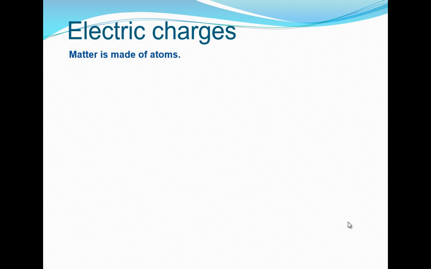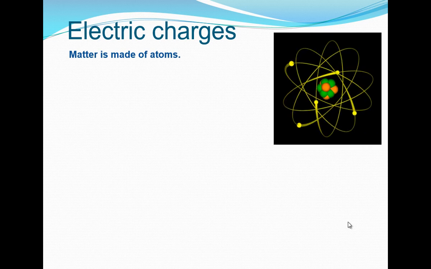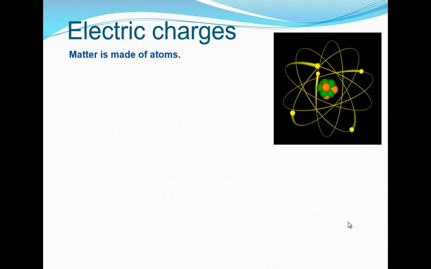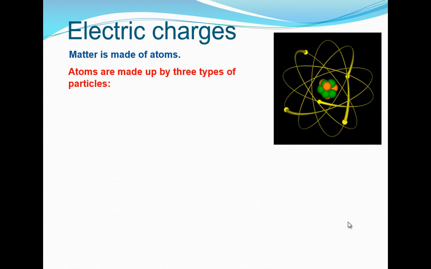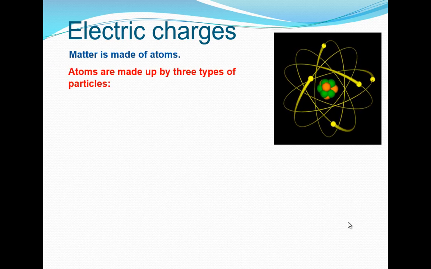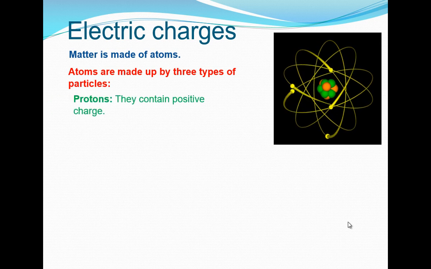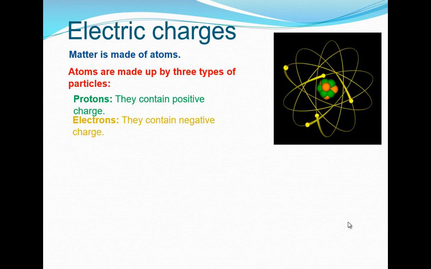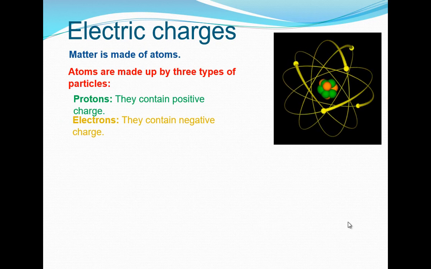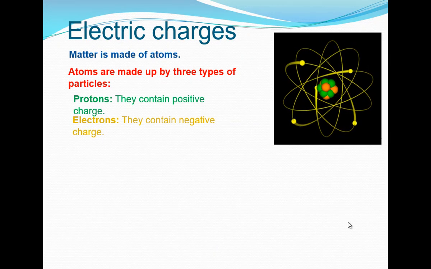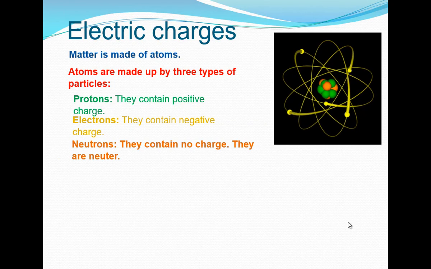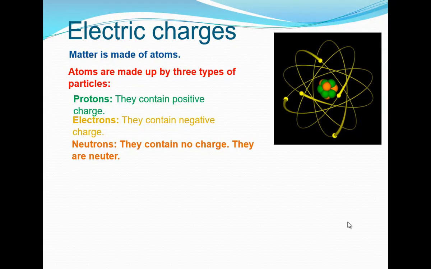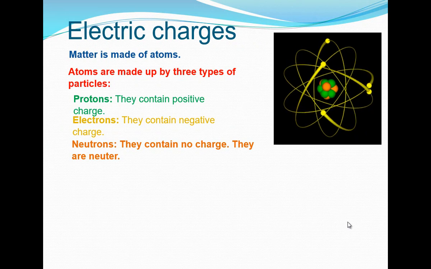We know that matter is made of atoms, like this one. In this atom, we can see different particles. Three types of particles. Protons that contain positive charge, electrons that contain negative charge, and neutrons that contain no charge, so they are neutral. They don't have any type of charge.